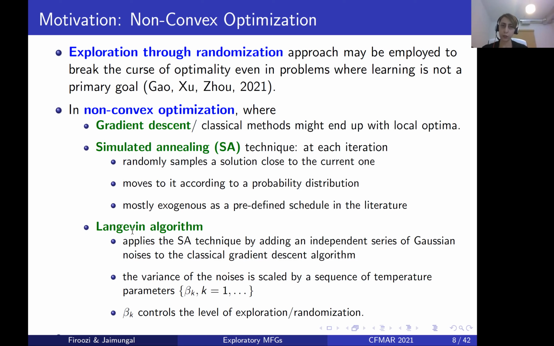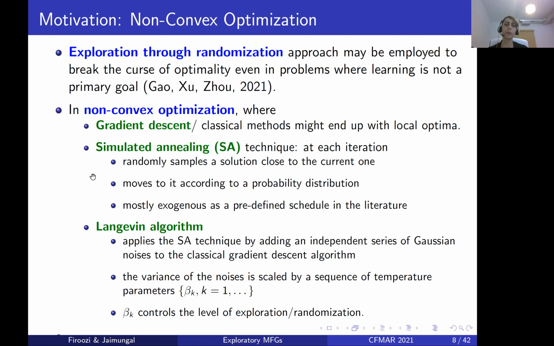Another motivation for an entropy regularized problem, which is not in the area of learning, is for solving non-convex optimization. In non-convex optimization, classical methods like gradient descent could get stuck in a local optimum. And there are some algorithms that use at the core some form of randomization or exploration by randomization to deal with this issue. For example, in the simulated annealing technique, at each iteration, the algorithm randomly samples a solution close to the current one and moves to it according to a probability distribution.